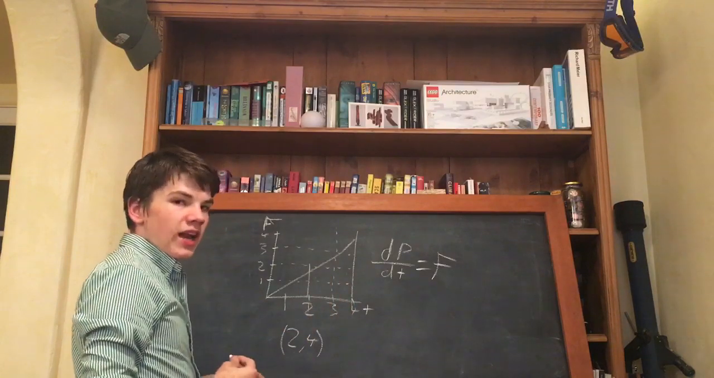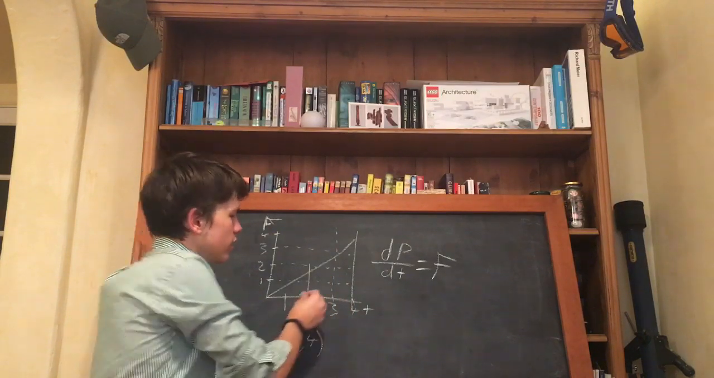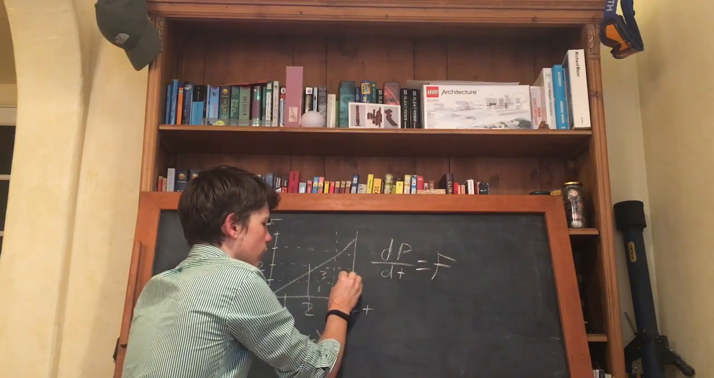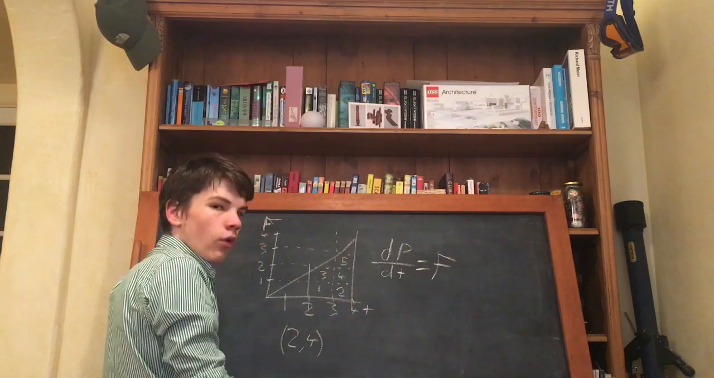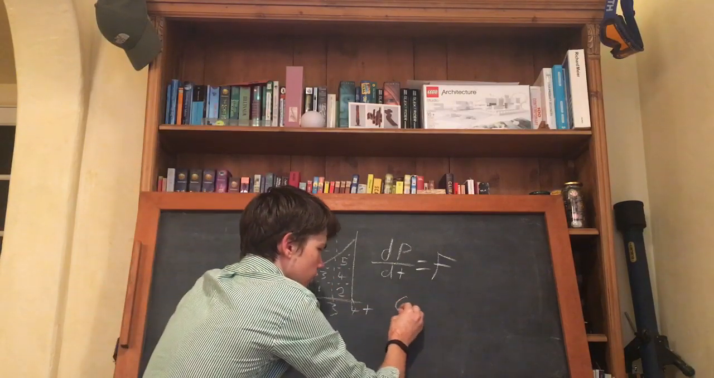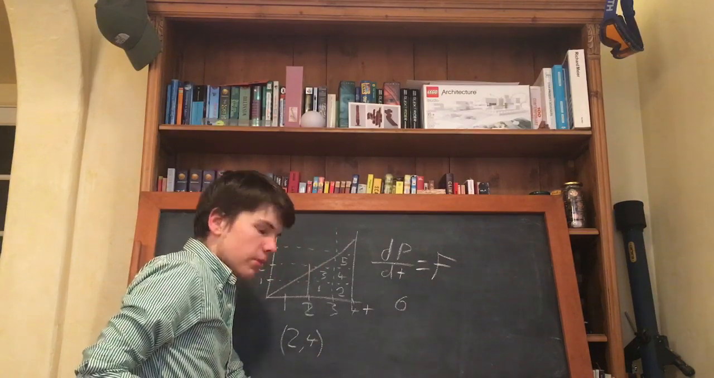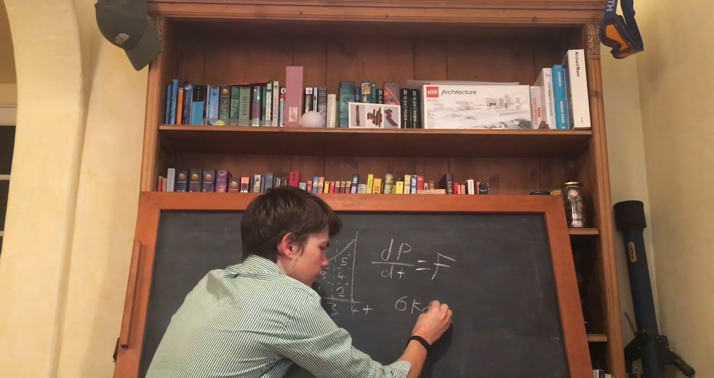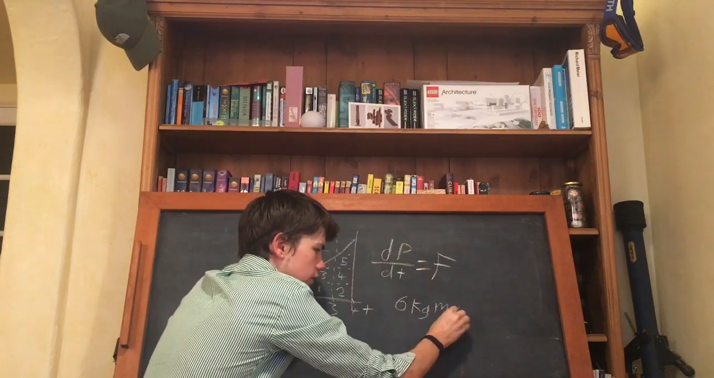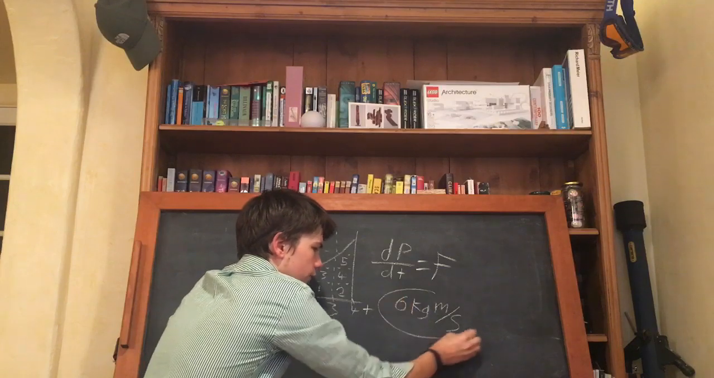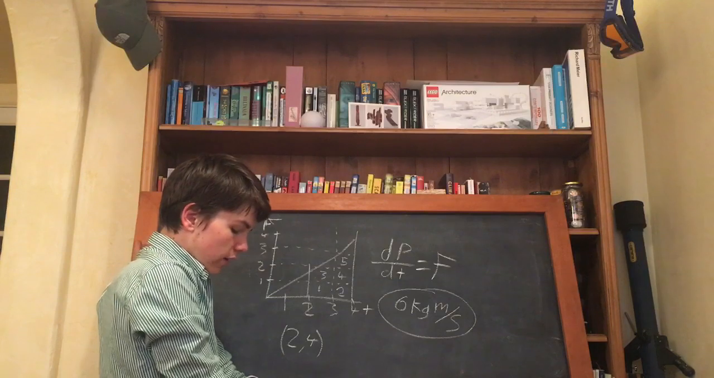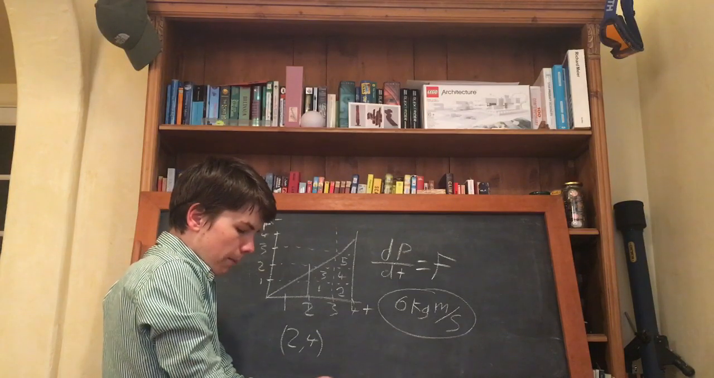So with this problem, we can actually count up the units really easily. So we have 1, 2, 3, 4, 5 whole units, and then we have a half and a half. So that would equal 6. And then momentum would be given in kilograms times meters per second. So our final change in momentum from t equals 2 to 4 is 6 kilograms meters per second.